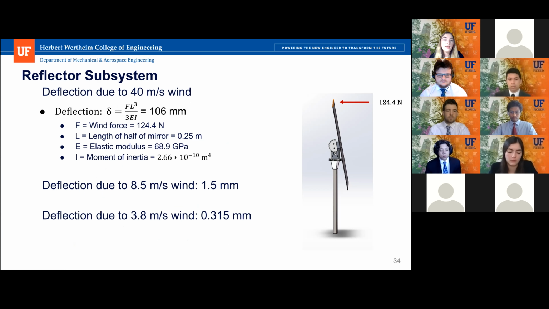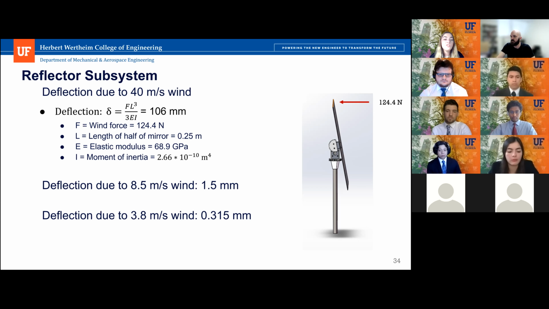The calculations for the average wind speed of 8.5 miles per hour or 3.8 meters per second yields a bending stress of 2.1 megapascals, which the mirror can easily withstand. And then on to deflection. The deflection due to the wind also needs to be considered as it can affect the amount of sunlight that the target receives. This deflection is also going to be observed by looking at the mirror when it is in its most vertical position, as that is when it will experience the most straight-on force.